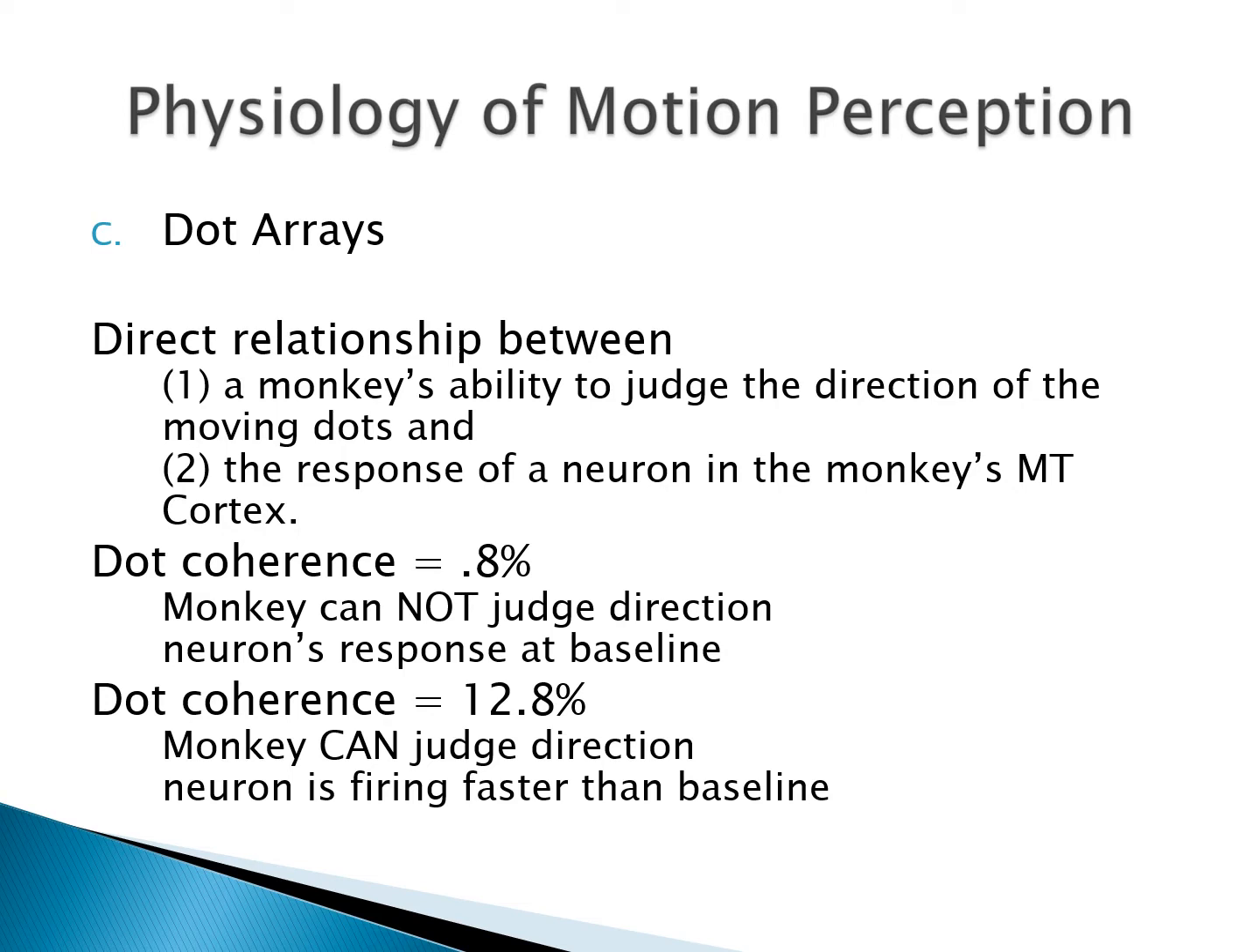They were doing this kind of single cell recording in the monkey's middle temporal cortex. As examples, when dot coherence was at 0.8%, so very low, the monkey cannot judge the direction, and the neuron's response is at baseline, so basically spontaneous firing. As dot coherence gets to 12.8%, the monkey can judge the direction that the dots are going, and the neuron is firing faster than baseline, so we see a neural response.